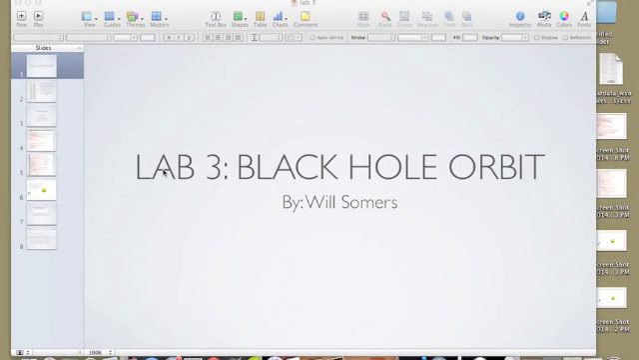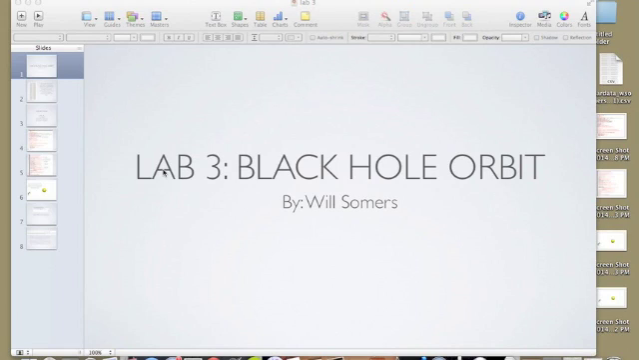Hi, my name is Will Summers, and in the third lab, Black Hole Orbit, we are given the challenge of calculating the unknown mass of a black hole. Now, a black hole is a substantially small object with a large mass that creates a large gravitational field upon other objects. In this case, we are given the star with many positions in order to calculate the mass.